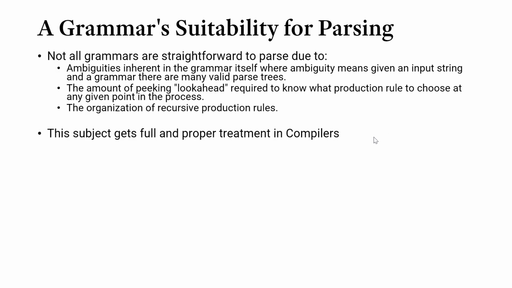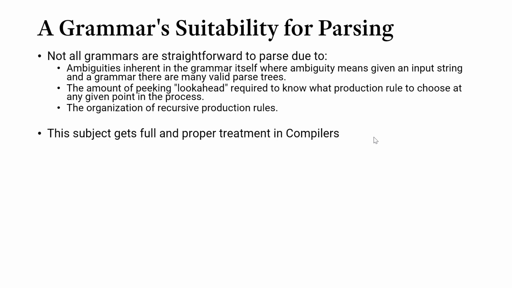How far do we have to look ahead into our input? There are some grammars where you would have to look ahead many tokens in order to know which rule you're going to apply next. And you could rewrite those grammars to be a little bit easier to parse, but our strategies for implementing a parser wouldn't support that type of model. The way that we organize our recursive production rules is also going to wind up being important in terms of how easy it is to produce a parser from a given grammar.